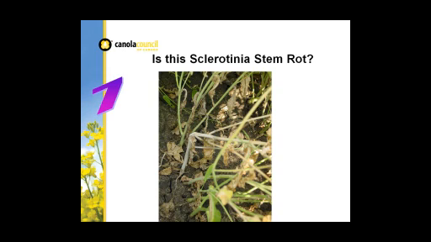Seventh image, is this one sclerotinia? The answer to that is yes. Again, very typical. White bleach, the stem loses its strength. It's no longer woody. It's papery. It falls apart quite easily. And so then you do get some lodging or stem breakage occurring.